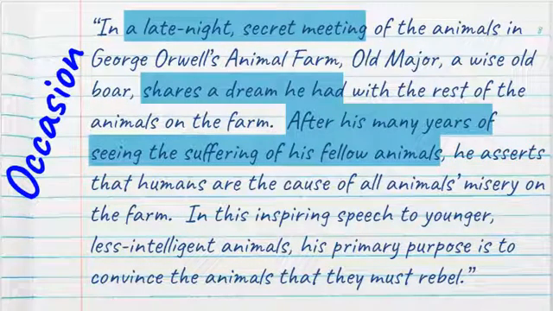Next is occasion. For this, you need to ask yourself, did a particular event spark the writing of the piece? Is there an historical context that would help me and others understand the purpose of the speech more? What was going on in the midst of this piece? In this case, we are told that Old Major has called the animals in for a secret late night meeting to talk about a dream he had. Through the passage, we're also given the context that Old Major has lived a long life and has seen Jones and his men mistreat the animals.